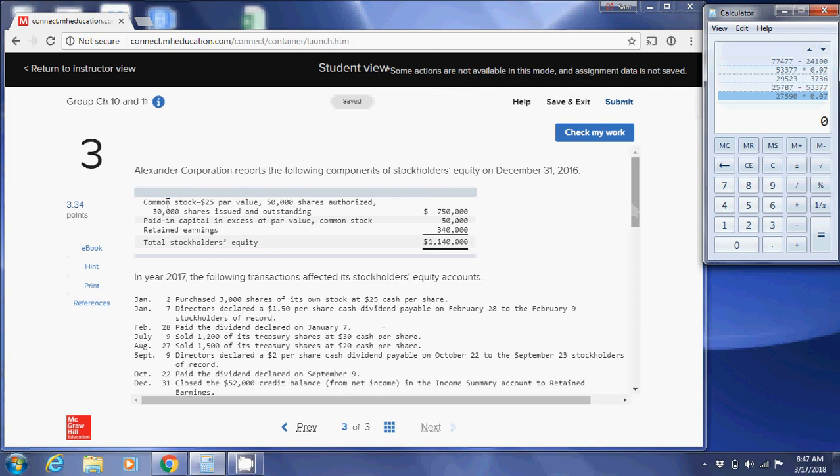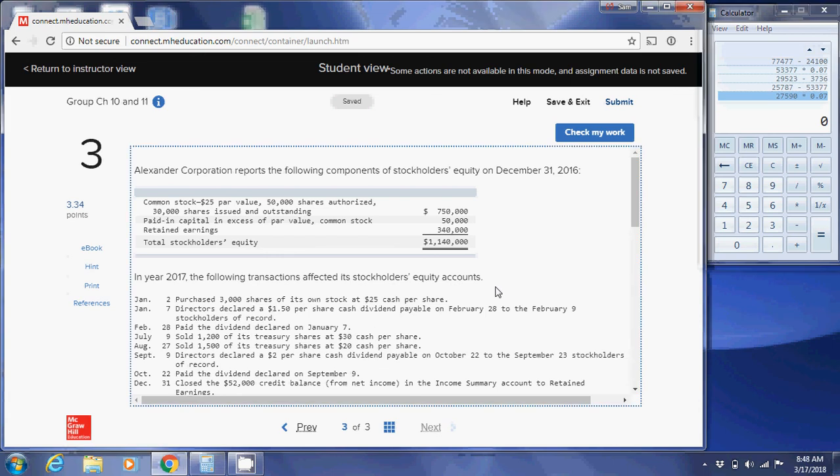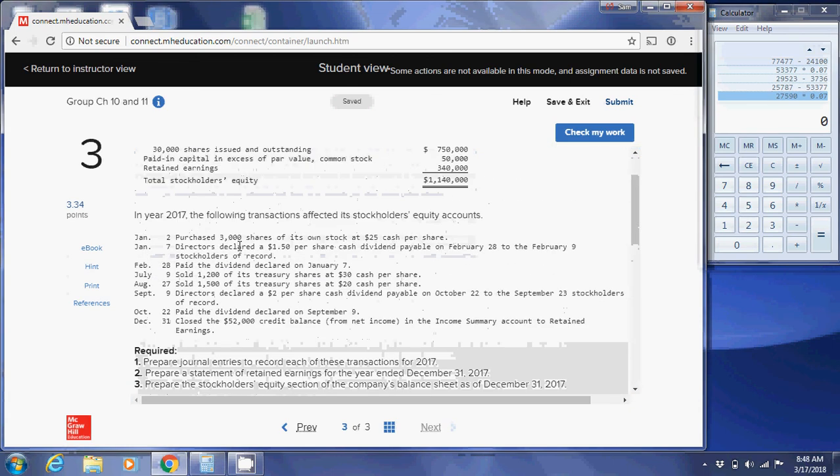And we'll see here that this is the partial balance sheet. So they have the common stock at $25 par value. 50,000 shares are authorized, but they only have 30,000 out there. That's what calculates out to 750,000. They've got some paid-in capital in excess on common stock, and then they have retained earnings here as well. So they're asking us to take these transactions and get them recorded in a journal entry.